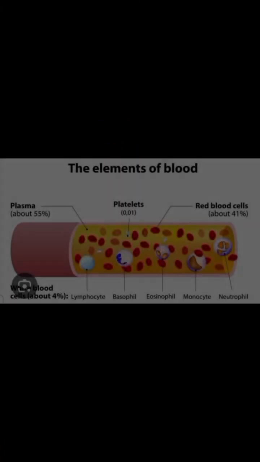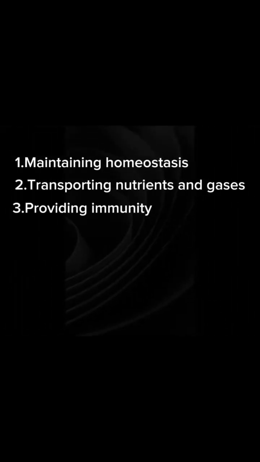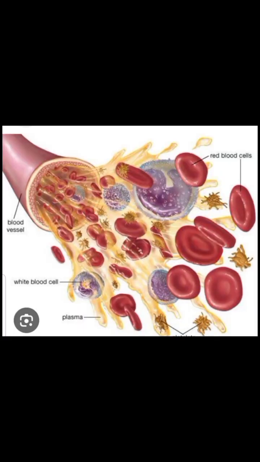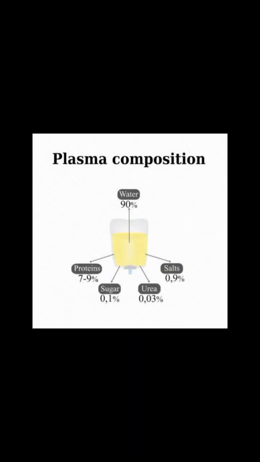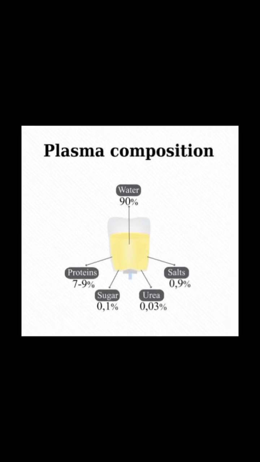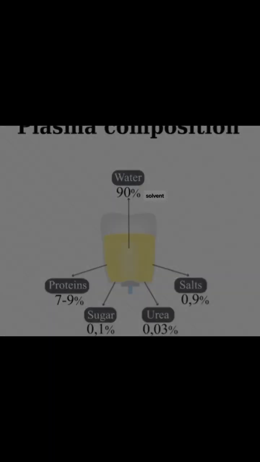Blood components. Blood is a vital fluid in the human body, playing essential roles in maintaining homeostasis, transporting nutrients and gases, and providing immunity. The main components can be categorized into two: liquid components and cellular components. Plasma is the liquid portion of blood, making up about 55% of its total volume. It is a pale yellow fluid that serves as a medium for transporting various substances. Composition of plasma. Water comprises 90 to 92% of plasma. It serves as the solvent for carrying other components.